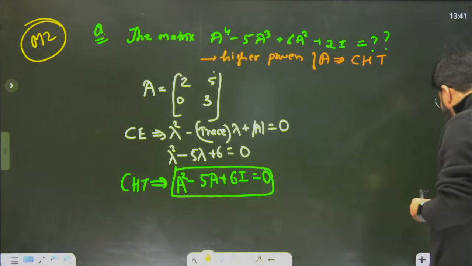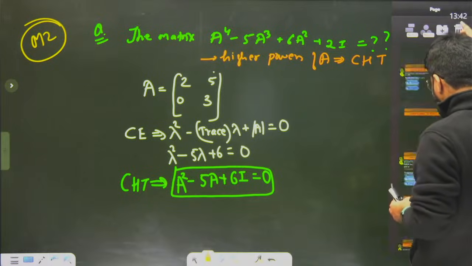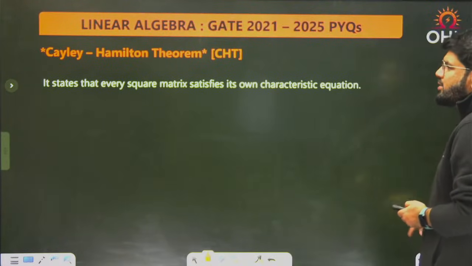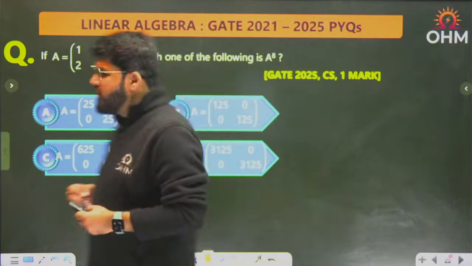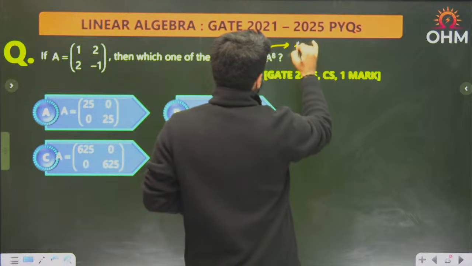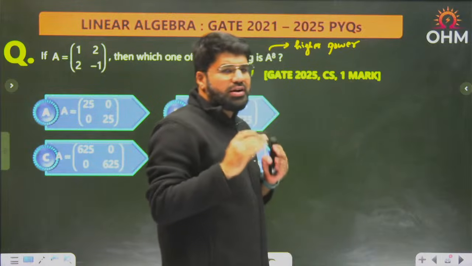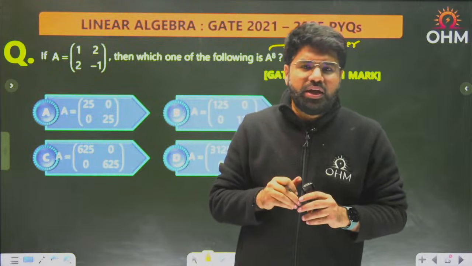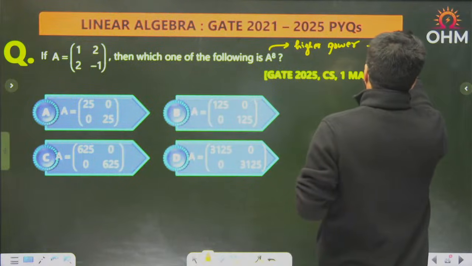Since I have touched Cayley-Hamilton, I will right now immediately go to 1 or 2 more questions on Cayley-Hamilton in our recent 5 years. This is the Cayley-Hamilton I made you revise. Here it is. If A is [1, 2; 2, minus 1], which of the following is A power 8? Now see, it's a GATE 25 current year 1 mark question, CS. Directly the question is asking A power 8. That is a higher power. And whenever the question is asking you to form higher power, it's not that you have to take A and multiply A with A repeatedly to come to higher power. No, actually you just have to apply Cayley-Hamilton. Higher power coming up, just apply Cayley-Hamilton theorem.